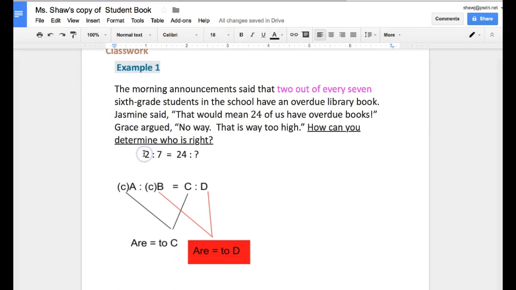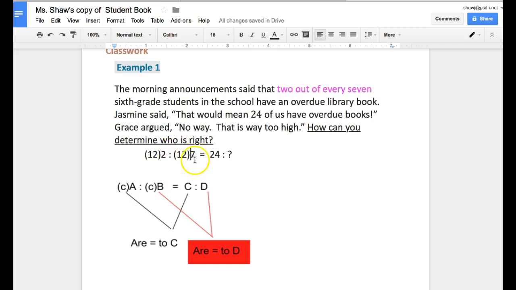I'm going to say 2 times 12 will give me 24. And 12 times 2 I know is 24, so that makes sense. I could also have done it backwards and said 24 divided by 2, and that will give me the 12. Now, based on our rules, if this one is 12, then we have to multiply the 7 by 12 as well.